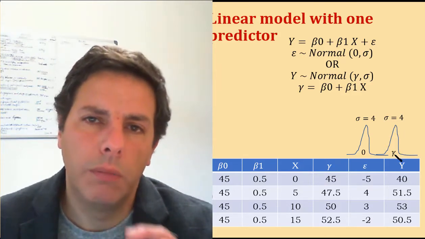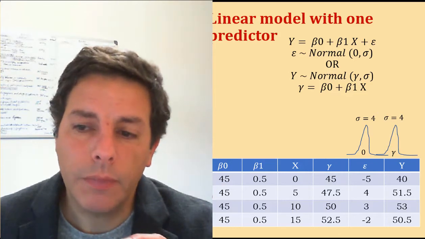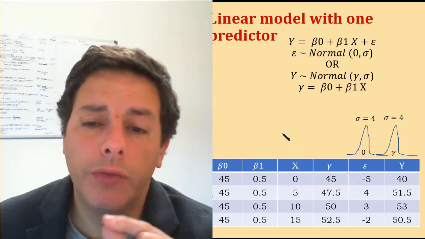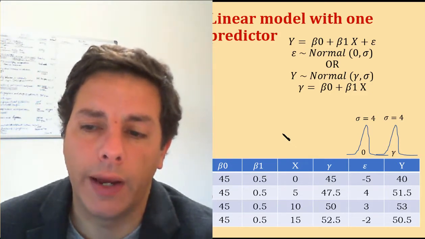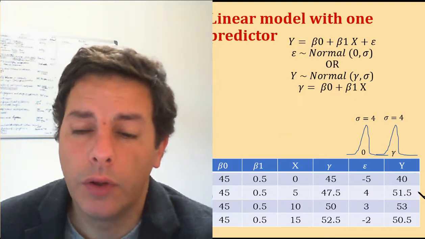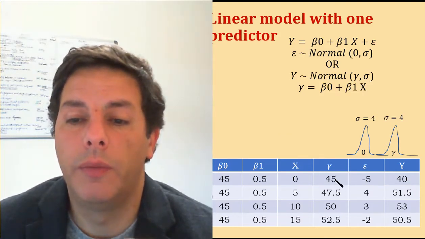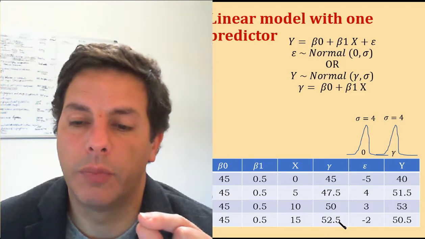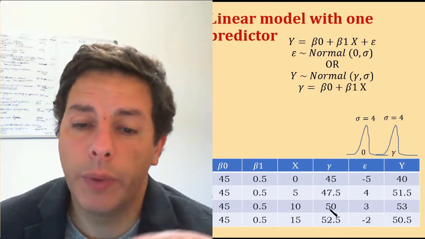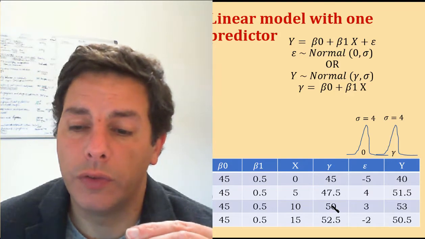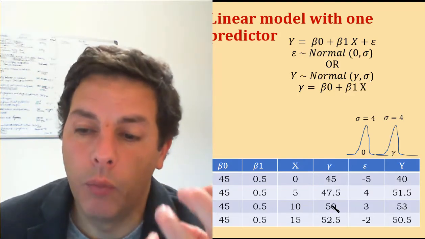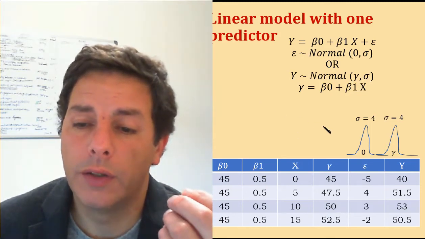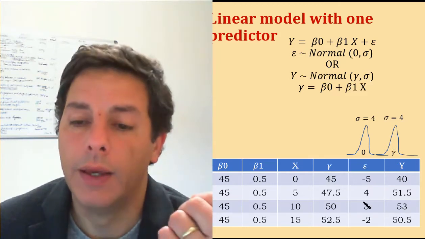So the difference with the mean model is that now gamma is not going to be one value like it was in the mean model. Gamma will be different for each value of x. Okay? So basically, let's go to the last two, because we used the first two to explain the first equation. The expected value for y in this case is 50, but we are saying that the values of y come from a normal distribution, and the mean of that distribution is gamma, and gamma is 50.